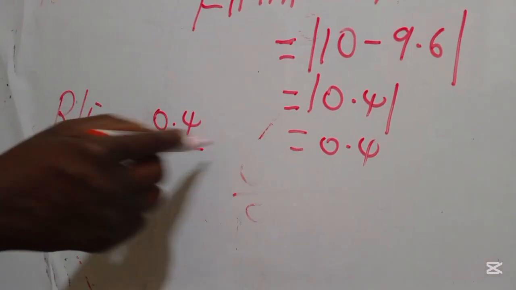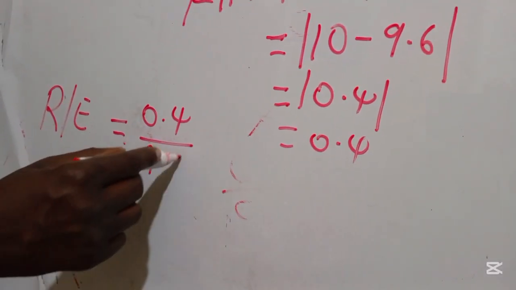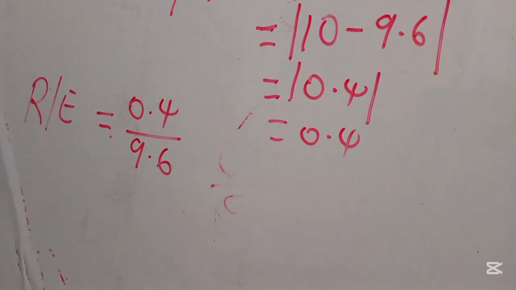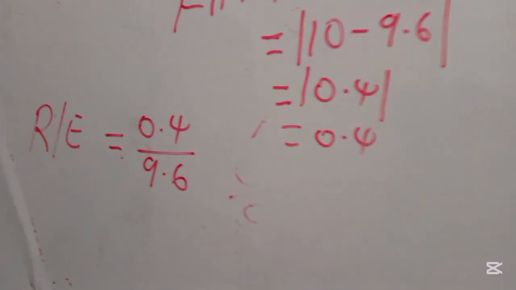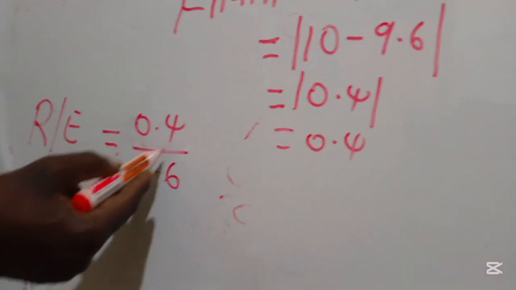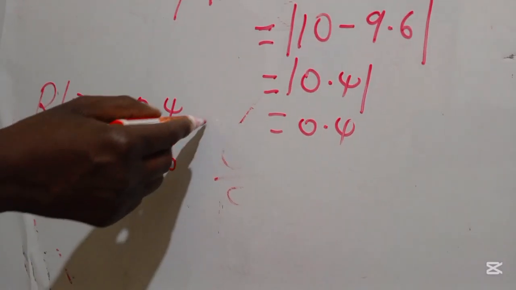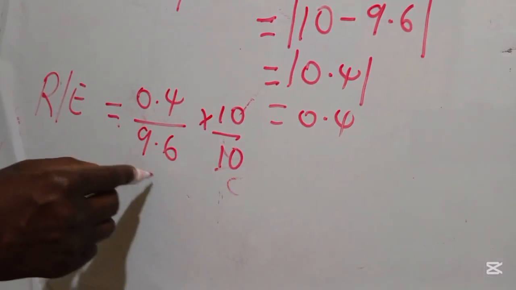So the absolute error for Philamba over the true reading, which was 9.6. Remember, you cannot divide numbers like this. You have to change them to whole numbers, because the biggest number of decimal places is just 1. So I will multiply by 10, even at the bottom here by 10.